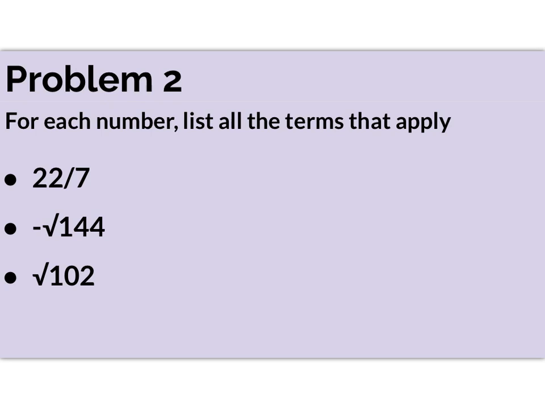Problem 2. So this is supposed to be the square root of 22 over 7, and the negative square root of 144. List the terms that apply. 22 is non-perfect, 7 is non-perfect. If you divide 22 by 7, you get 3 something, and the square root of 3 is non-perfect. So this would be irrational.